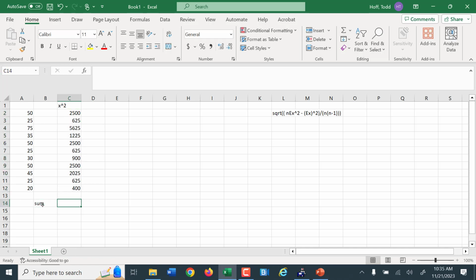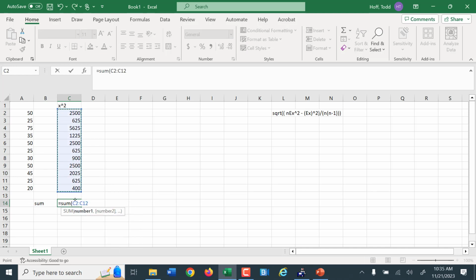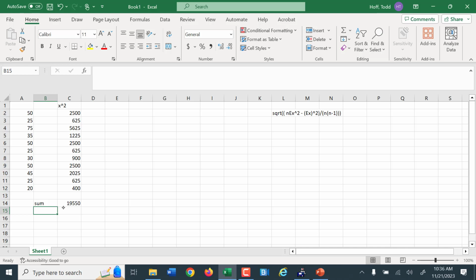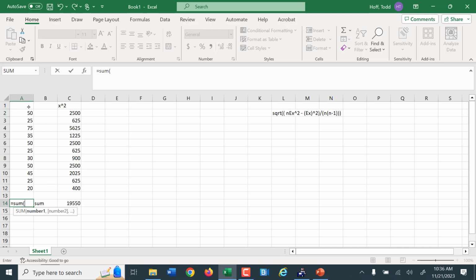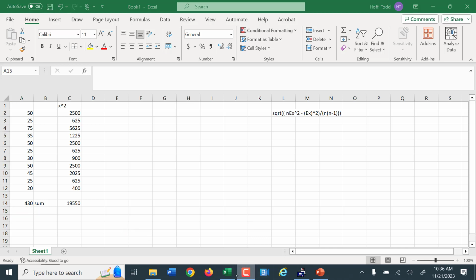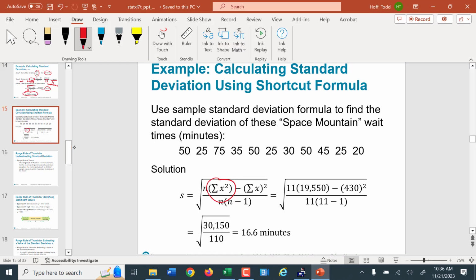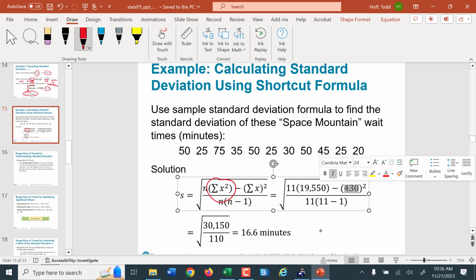Now I need to find the sum for each of those actually. The sum of the x squareds is going to give me 19,550. And I do need the sum of the x values, the actual values, giving me 430. We actually saw that when we were doing the mean, that the sum was 430 before we divided by 11. So that's where the 19,550 comes from. The 430 is the sum of just the x values.